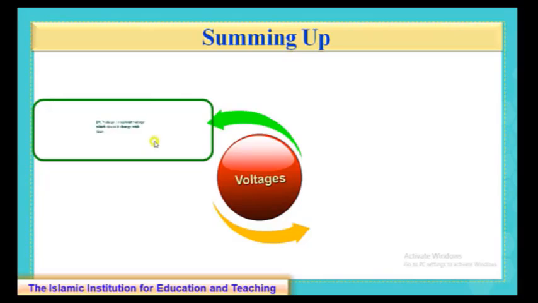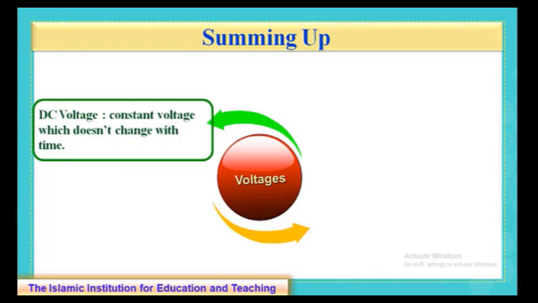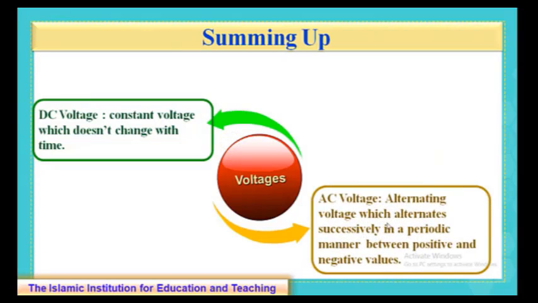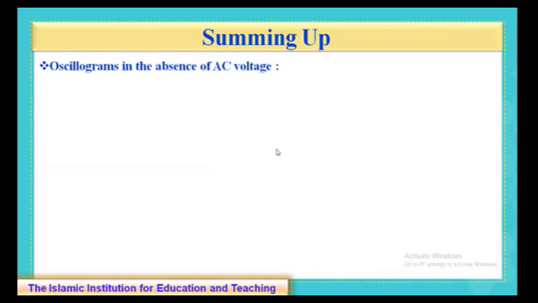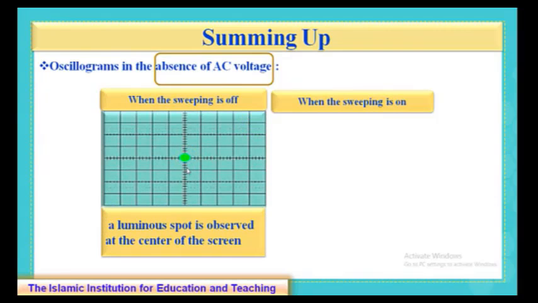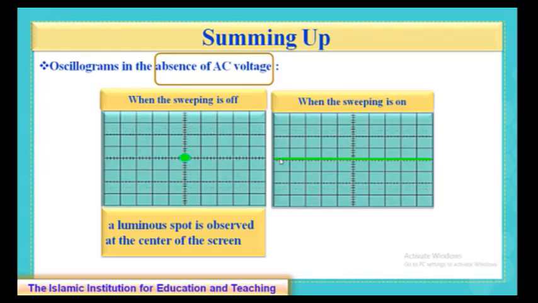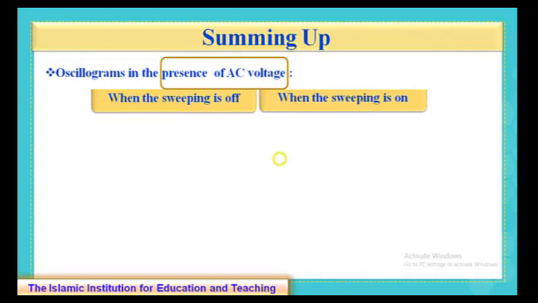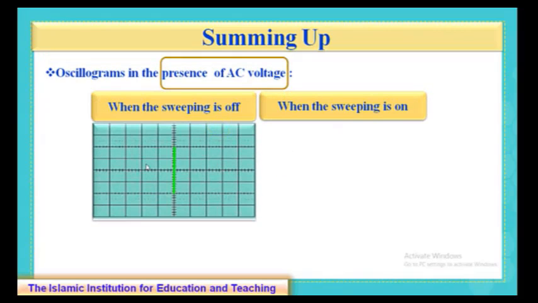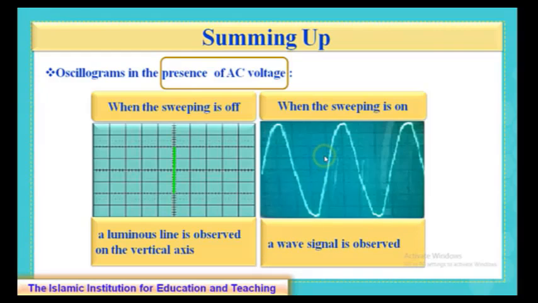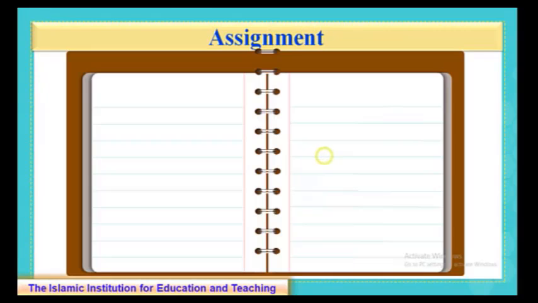To sum up, we have two types of voltages. The DC voltage is the constant voltage which does not change with time, and the AC voltage is the alternating voltage which alternates successively in a periodic manner between positive and negative values. In the absence of AC voltage, when the sweeping is off, a luminous spot is observed at the center of the screen. When the sweeping is on, a horizontal luminous line is observed at the center of the screen. But in the presence of AC voltage and when the sweeping is off, a luminous vertical line appears on the vertical axis, while when the sweeping is on, a waveform signal is observed.